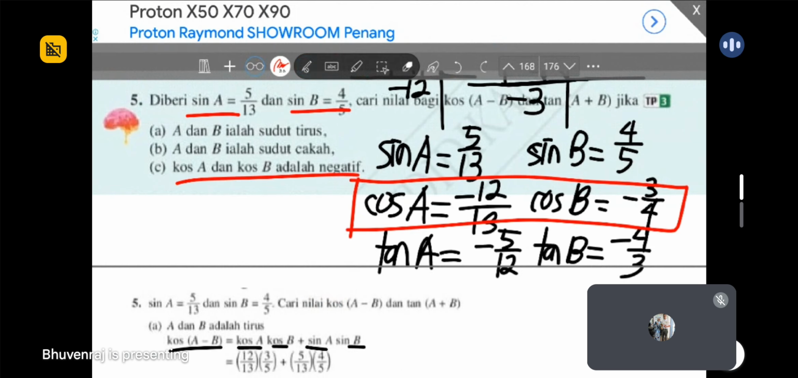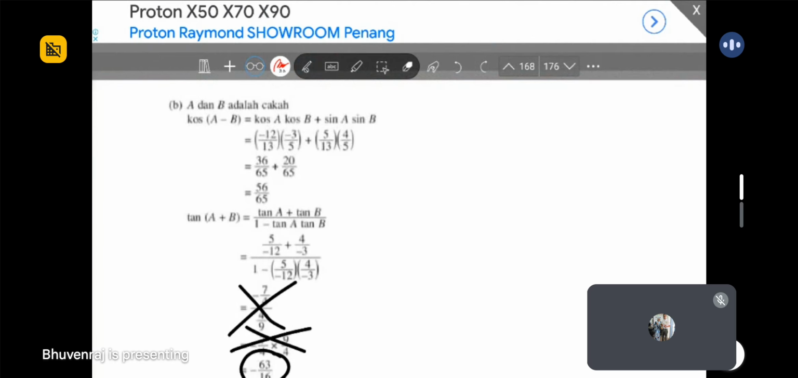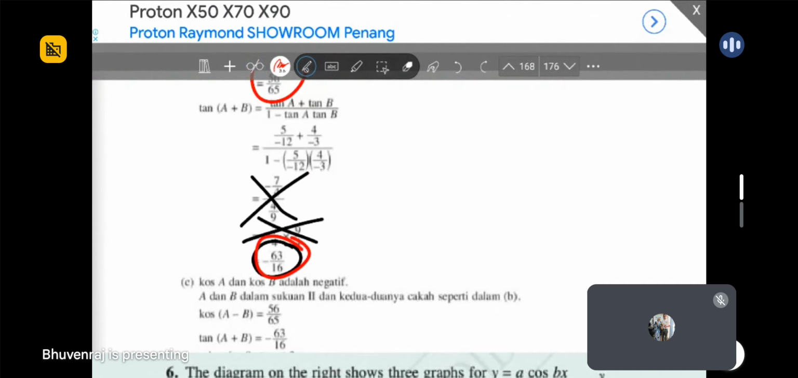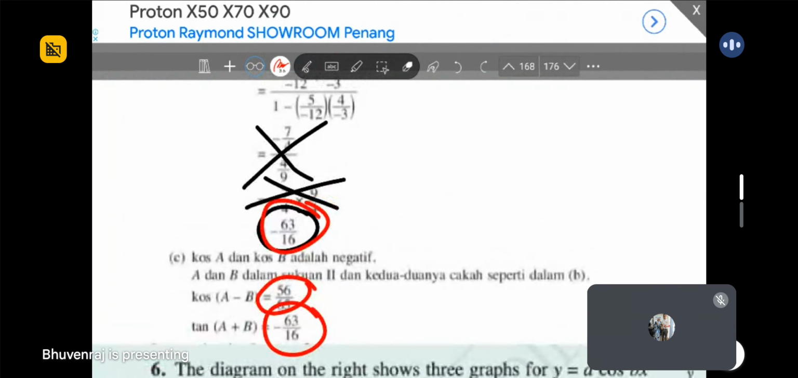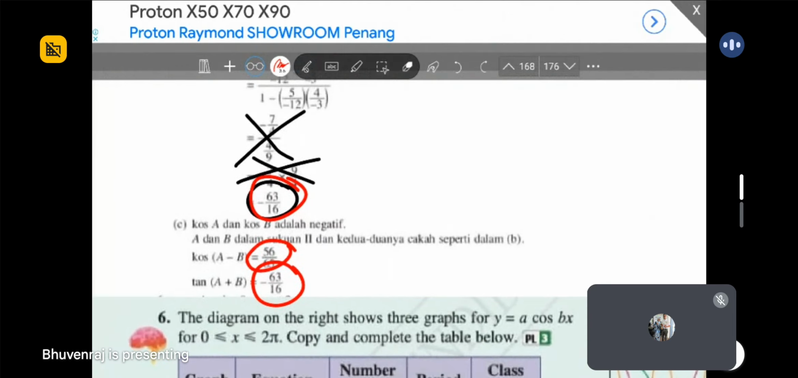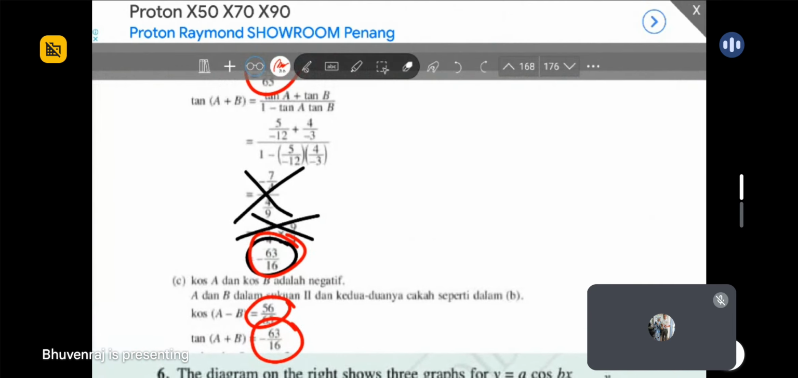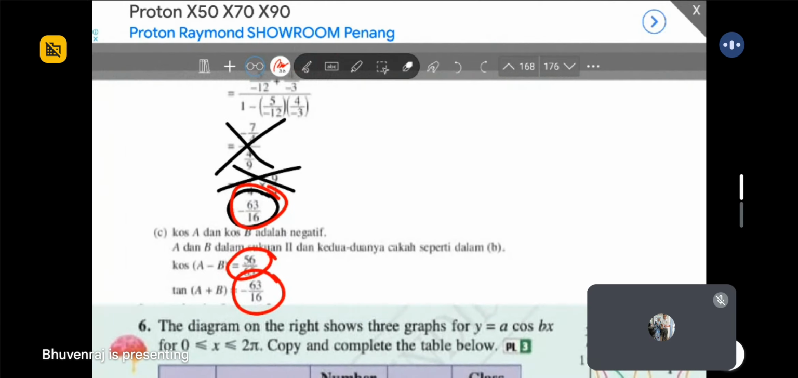So then you can find the value. You just follow the values like just now for part B. So cos A minus B, you should get this answer. Tangent A minus B, you should get this answer. Check and see, it's exactly the same answer for question C. The most important thing is you must see which quadrant the angle is in. Then you will get the same answer. Although they're asking different things, it's the same answer because it depends on the position of the angle.